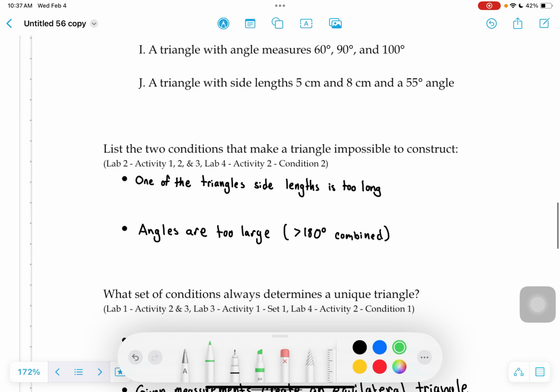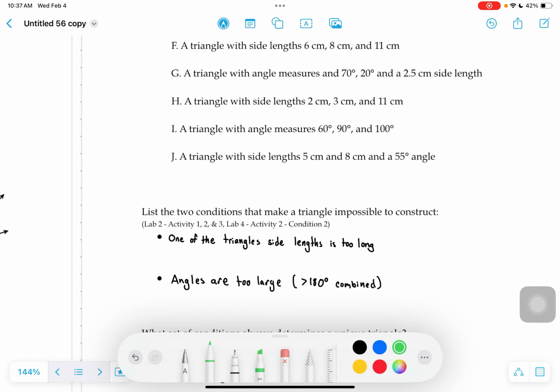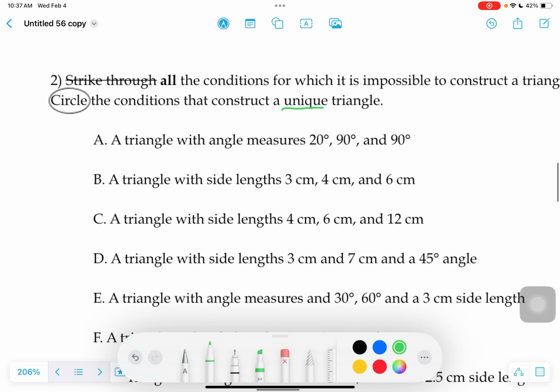First, what are the conditions for a triangle to be impossible to construct? This comes from Lab 2 Activity 1, 2, and 3, as well as Lab 4 Activity 2, the second triangle, Condition 2. We saw that if one of the triangle's side lengths is too long, it is impossible to construct. Or if the angles are just too large, that if the angles combined together are more than 180 degrees. So let's come up here and look for that. Two 90-degree angles, that seems too large. So we'll strike through this one.